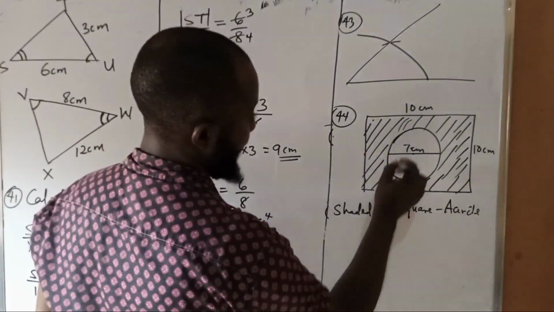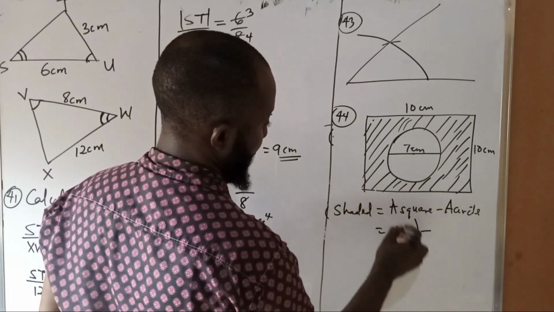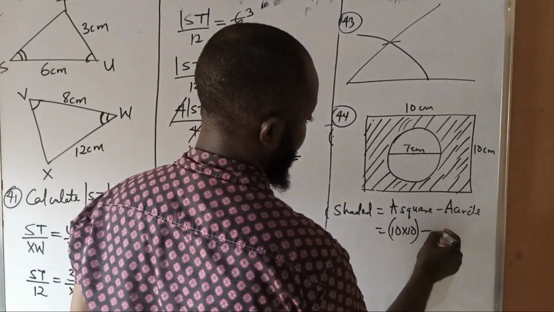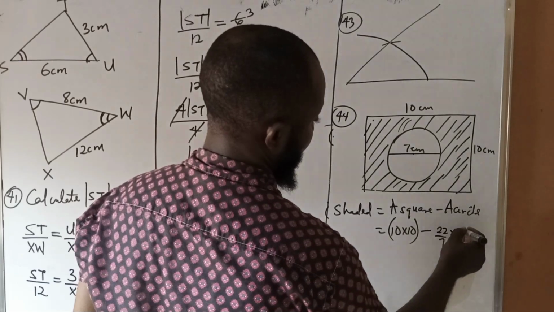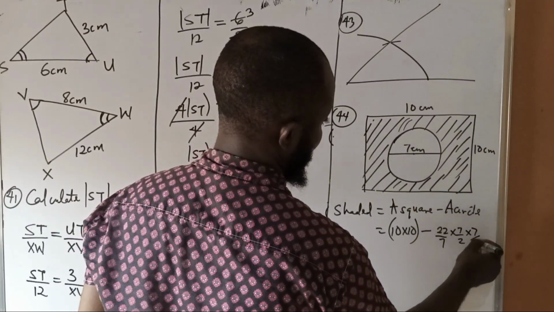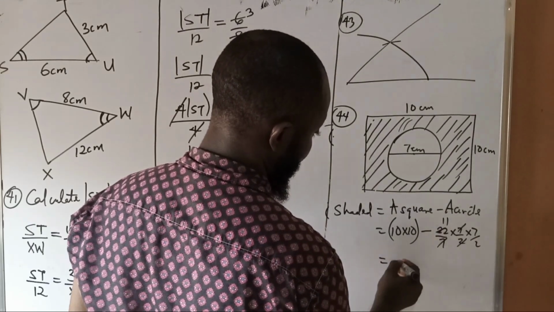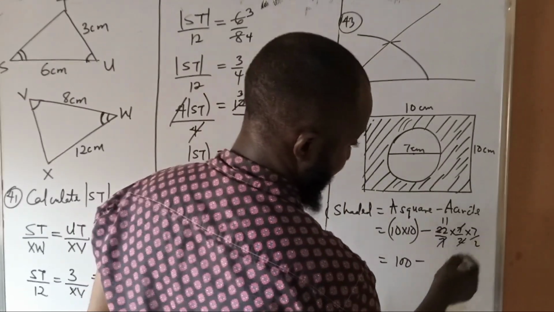Circle. So the area of the square is 10 times 10 minus the area of the circle, which is what? Pi r squared. That will be 7 over 2, since its diameter will be 7 over 2 times 7 over 2. 7 cancels 7. 2 here, 1, 2 here, what? 11. So this gives us 100 minus, this gives 77.